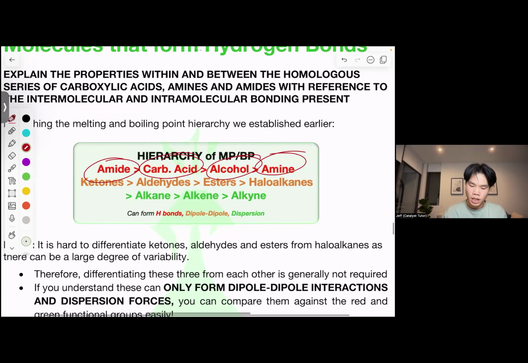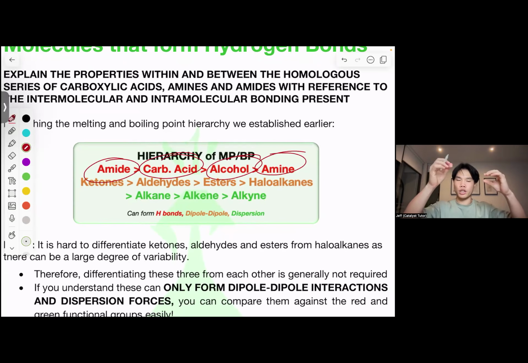You don't really have to separate anything from the middle column. So ketones, aldehydes, esters, haloalkanes, there's too much variation, too many finicky things for the HSC. So you're not expected to really separate those middle four if they're the same molar mass. But you are expected to separate the red from the orange from the green. That is like your bread and butter question.